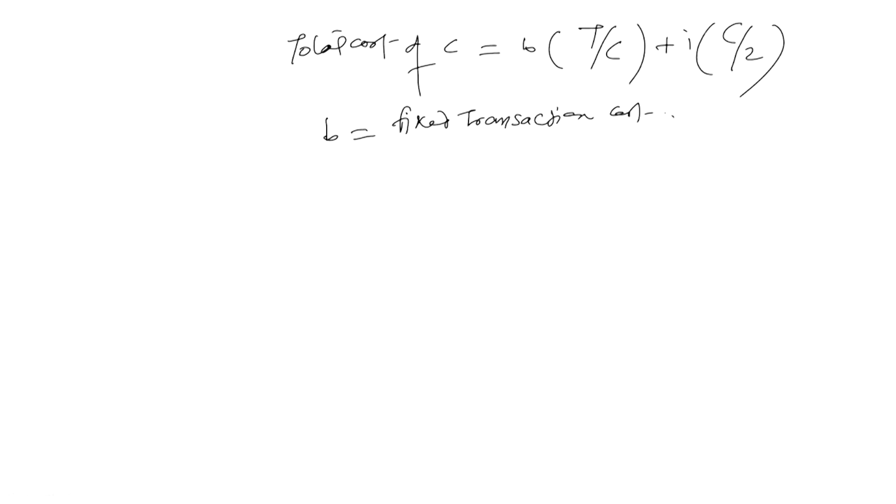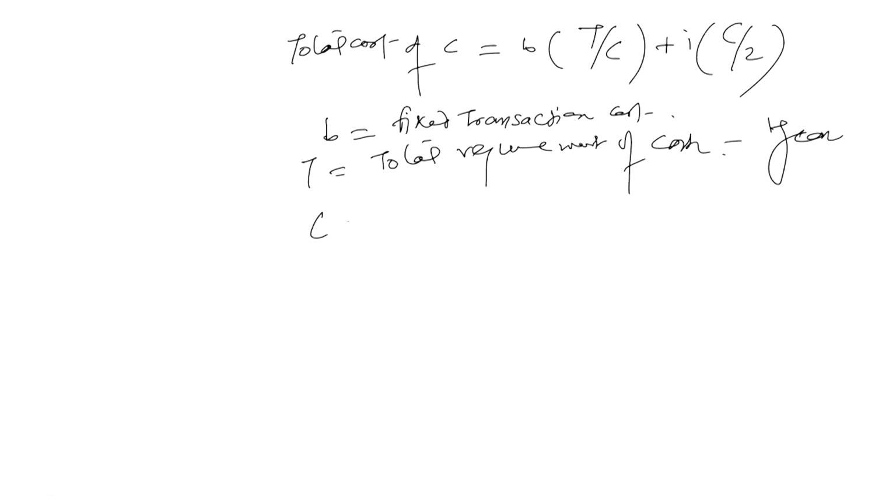This is B. And what is the T? T is the total requirement of cash over a period of time, say a year, because the maximum time horizon we take in current assets is 1 year. So T is the total requirement of cash over 1 year, and C is the periodical cash balance. This is the C, which is the bone of contention we want to find out. This is the optimum cash we want to keep with us, the periodical cash.